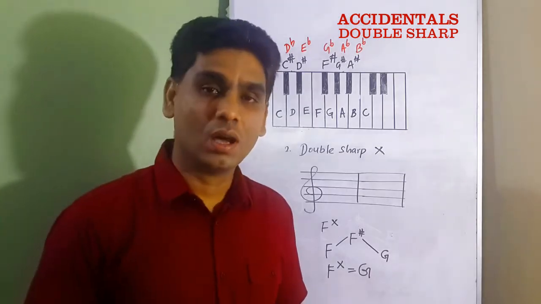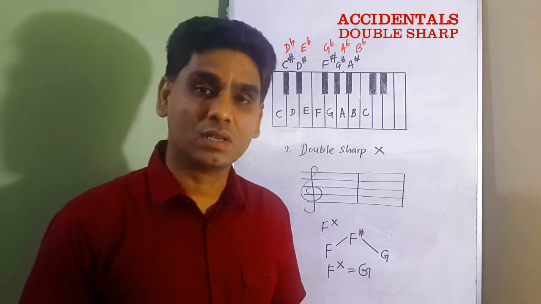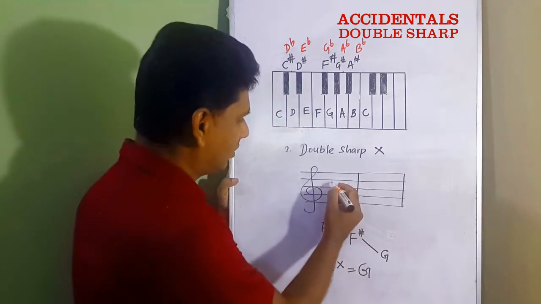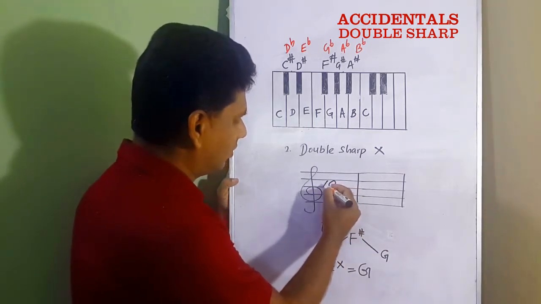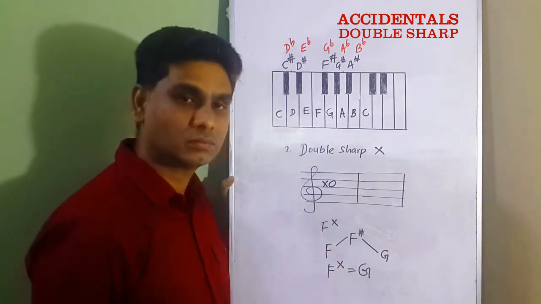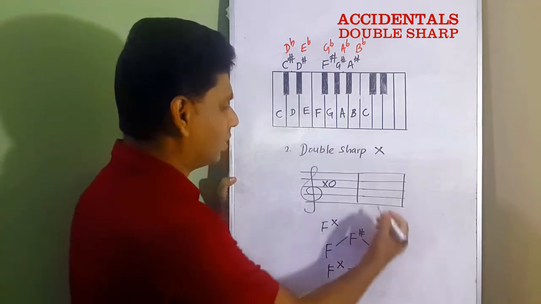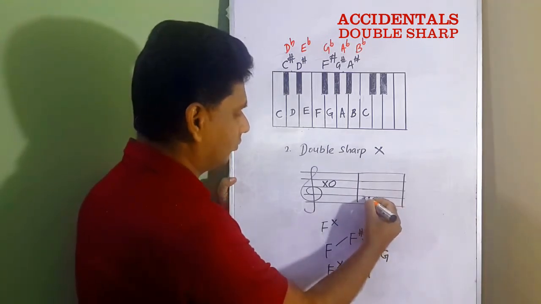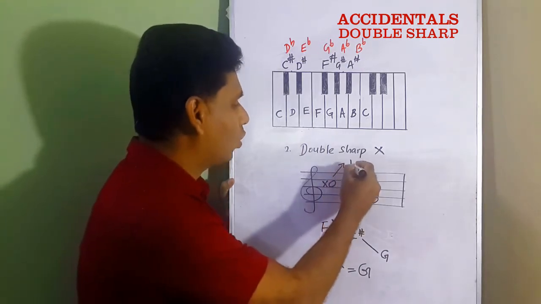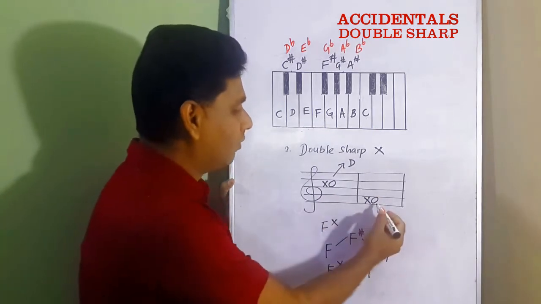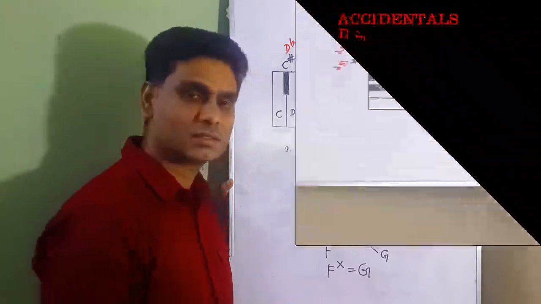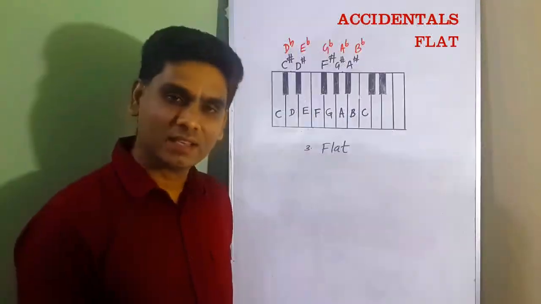And let me show you how to indicate double sharps in a stave. C double sharp. Double sharp. When you see C double sharp, you have to play note D. When you see F double sharp, you have to play note G.